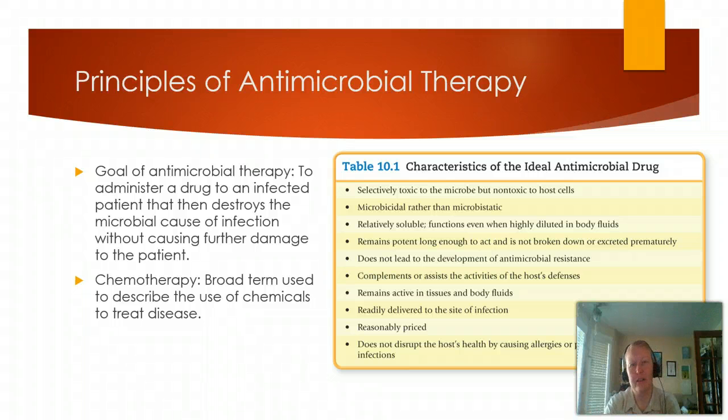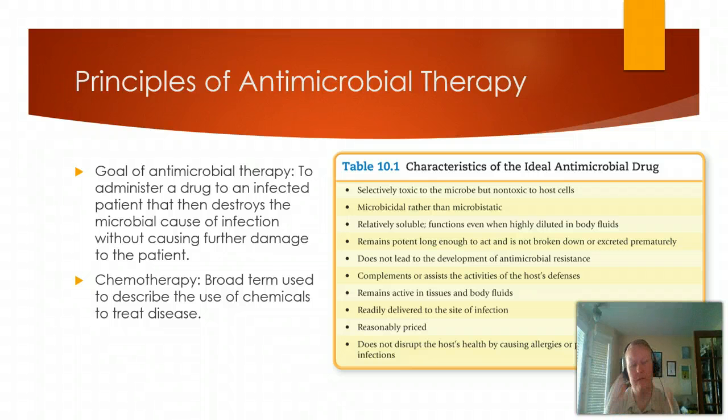Now a term you're going to see throughout this topic and throughout this chapter is called chemotherapy. And I know that we always think of chemotherapy as cancer treatment. Well, that's not quite how it works. Chemotherapy is actually a much broader term. It's the term used to describe any kind of chemicals used to treat a disease or a disorder. So that's chemotherapy, using drugs. So when you see that, try to not think about cancer necessarily, but just think in general terms.